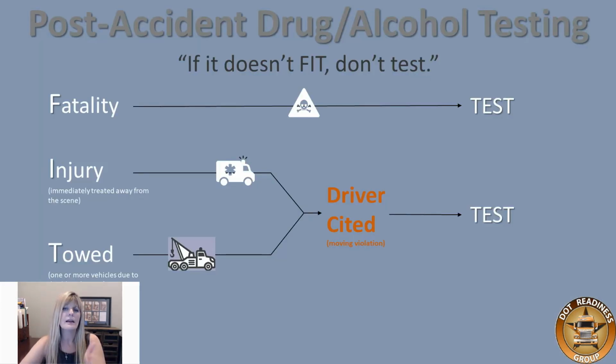So let's look at this in more of a visual. Here's a fatality. Here's an injury immediately treated away from the scene. Here's a tow, with one or more disabled vehicles towed due to disabling damage. If it's a fatality, always test. If it is an injury or a tow and the driver was cited, then you do the test. If the driver was not cited with a moving violation, like running a stop sign, reckless driving, or improper lane change, then it has to be a moving violation in order for you to do the drug test, with the exception of the fatality.